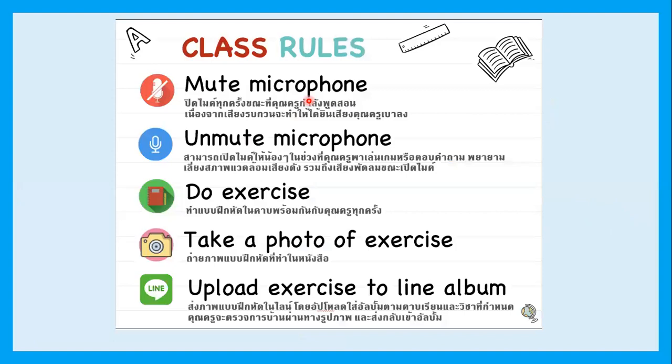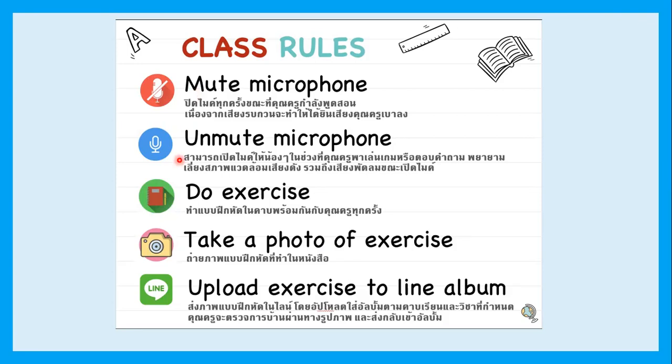First of all, let's review our class rules. There are five class rules that we need to bear in mind and follow strictly. Number one, when I start speaking, everybody needs to stop talking, no more talking, and you can mute your microphone and start listening very carefully with your full attention.